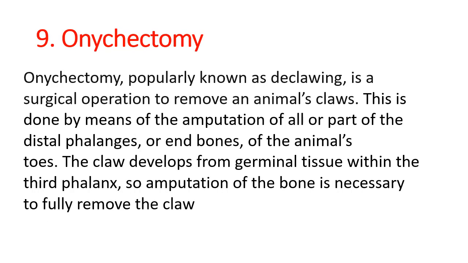Then onychectomy, it is popularly known as declawing, is a surgical operation to remove an animal's claw. This is done by means of amputation of all parts of the distal phalanges or end bone of the animal's toe. The claw develops from germinal tissue within the third phalanx, so amputation of the bone is necessary to fully remove the claw.